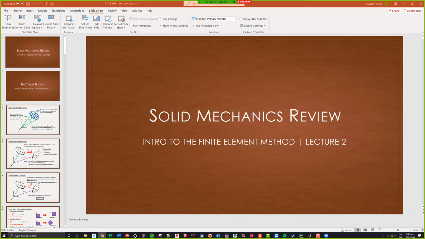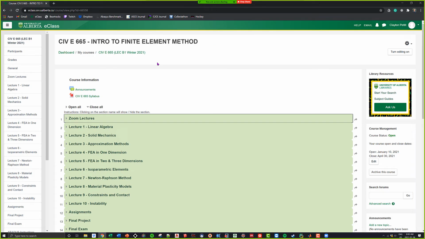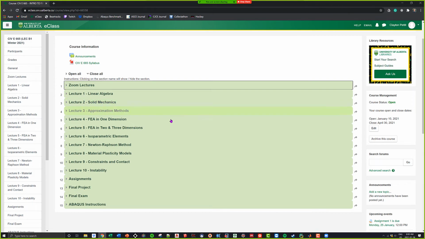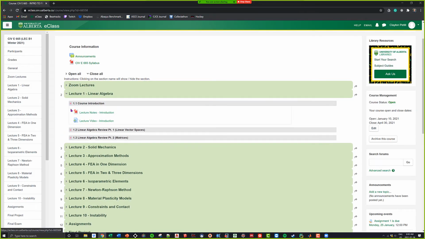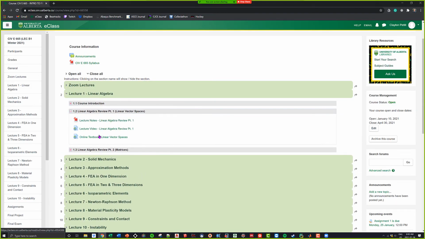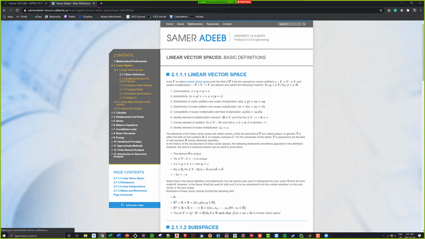Before we begin, I just want to go over some housekeeping in E-class. I'm assuming you can see my screen, and we have our E-class here. There was a problem with the online textbook, but that has since been resolved, so it should work just fine now. If you were having problems with it, you should be good to go.